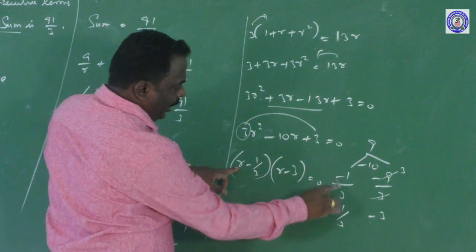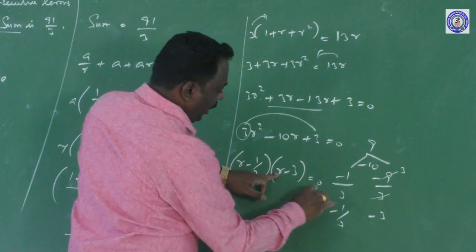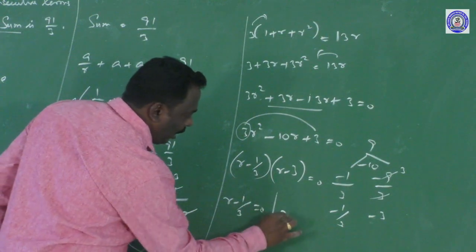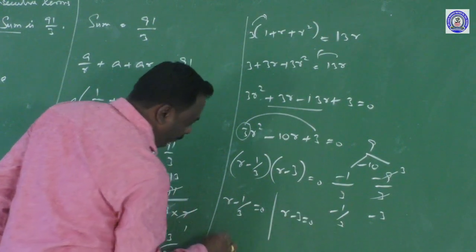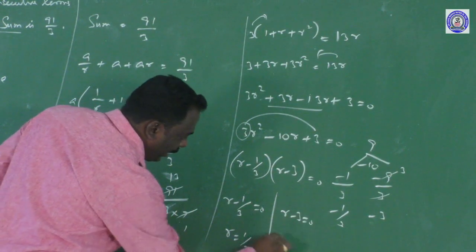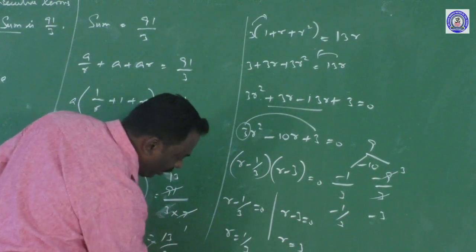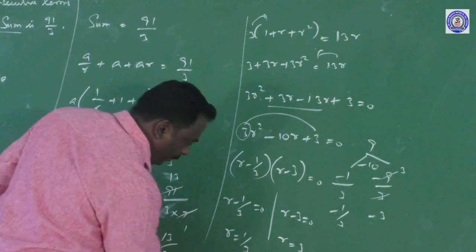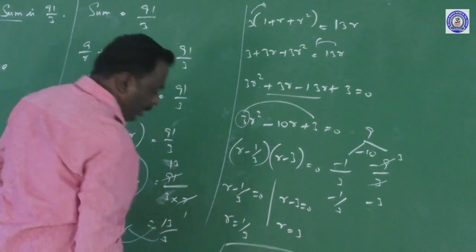r minus 1 by 3 into r minus 3 equal to 0. Either r minus 1 by 3 equal to 0 or r minus 3 is equal to 0. So r equal to 1 by 3, r equal to 3. Therefore r equal to 3 or 1 by 3 is the r value.